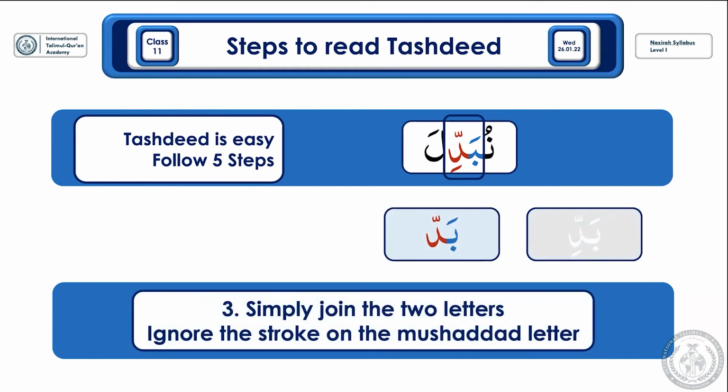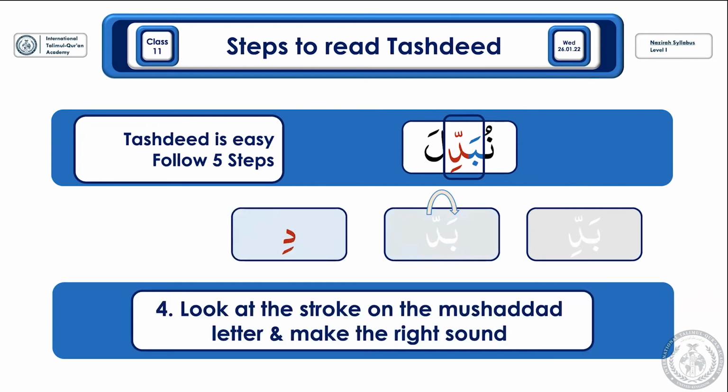The third step is you simply join the two letters together. But because it's an easy step-by-step way that we're teaching you, simply join the two letters together, but ignore the stroke that was on the mushaddad letter. So ignore the kasra that happened to be there. So you join them. Bad, bad. Now, the next step, step number 4, is to look at the stroke on the mushaddad letter and make the right sound. So the dal was carrying a kasra, so we say di, for one count. Okay?